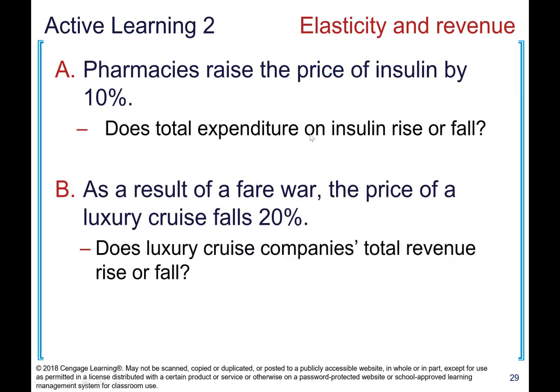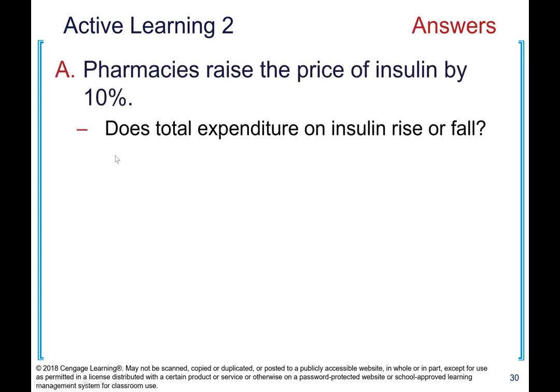Active learning. Number A, pharmacies raise the price of insulin by 10%. Does total revenue on insulin rise or fall? Number B, as a result of a fare war, the price of luxury cruises falls 20%. Does luxury cruise companies' total revenue rise or fall?